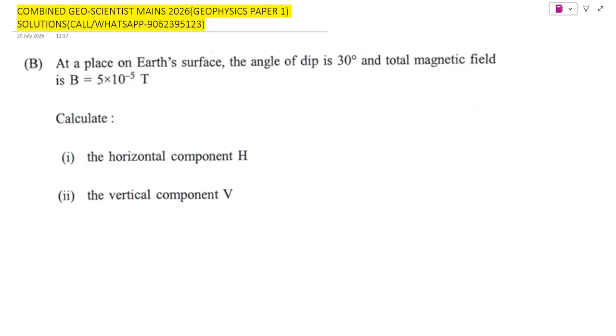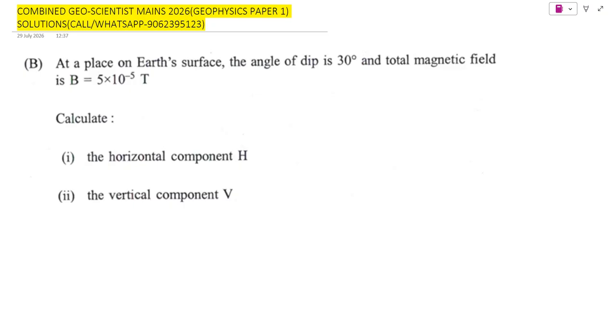One topic that UPSC frequently asks is the Earth's magnetism, because it forms the basis of magnetic surveys, mineral exploration, tectonic studies and geomagnetic mapping. Although the calculation is simple, the examiner is actually testing whether you understand how the Earth's total magnetic field is resolved into its horizontal and vertical components. So let us solve this question step by step while understanding the physics behind it.